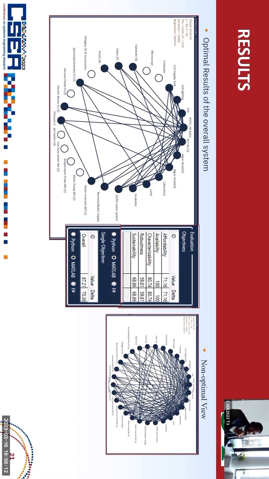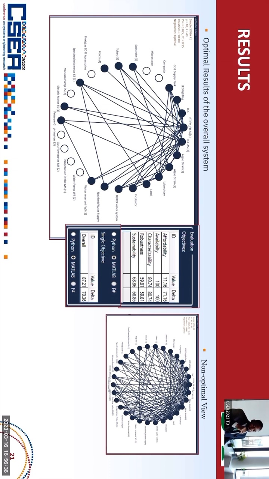Now, for the characterizability, I have 80.74%, which is a good solution. And for my robustness and sustainability, it's kind of fair, but my result shows that I have to look more into the robustness of my system, the rules I set, and the factors that influence the robustness and sustainability of the system.